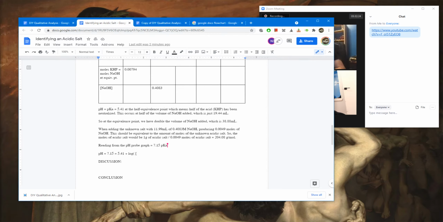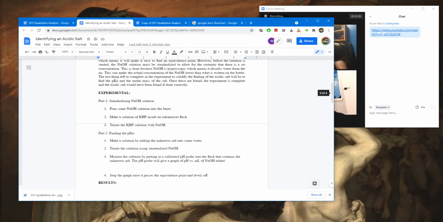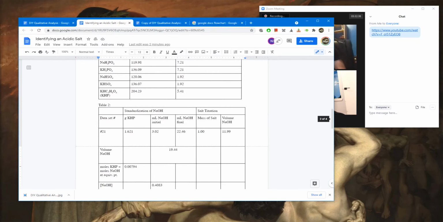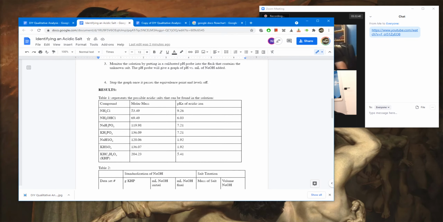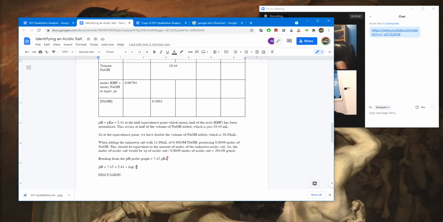They're not supposed to. Okay, whatever. So that's producing that many moles, equivalent to the amount of moles of the unknown acidic salt. The amount 1 gram is equal to that many moles of acidic salt.